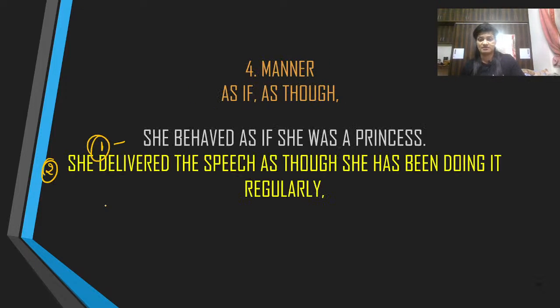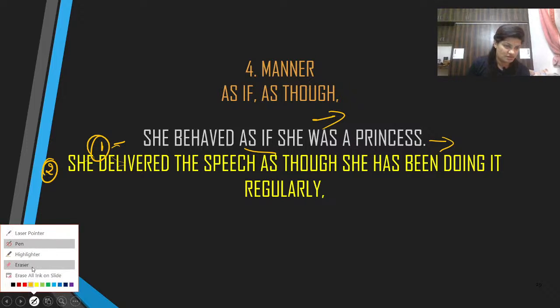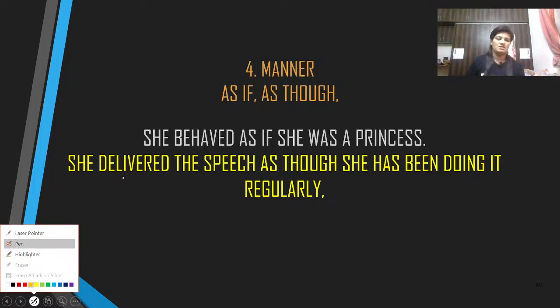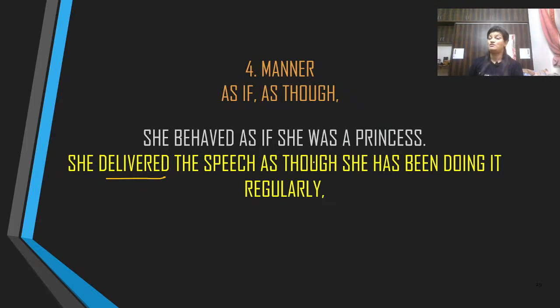She behaved as if she was a princess. Again, that's the manner. She was behaving as if she was a princess. And number 2, she delivered the speech. How did she deliver the speech? As though she has been doing it regularly. The mannerism of that was as though she has been doing it regularly. So these are manners.